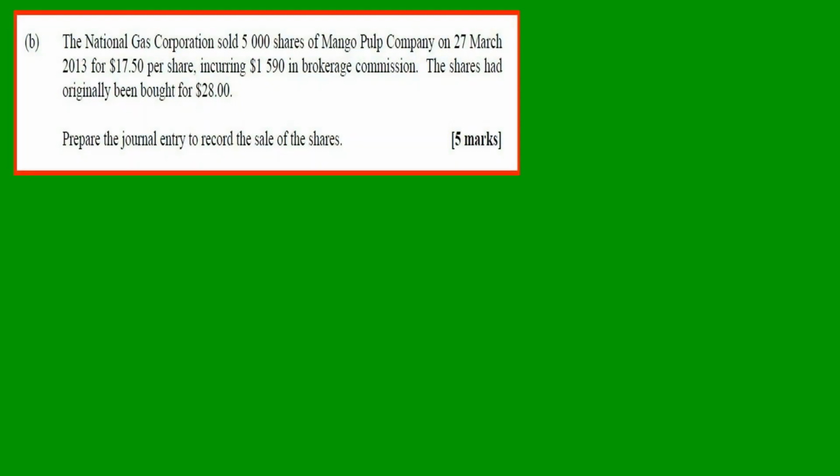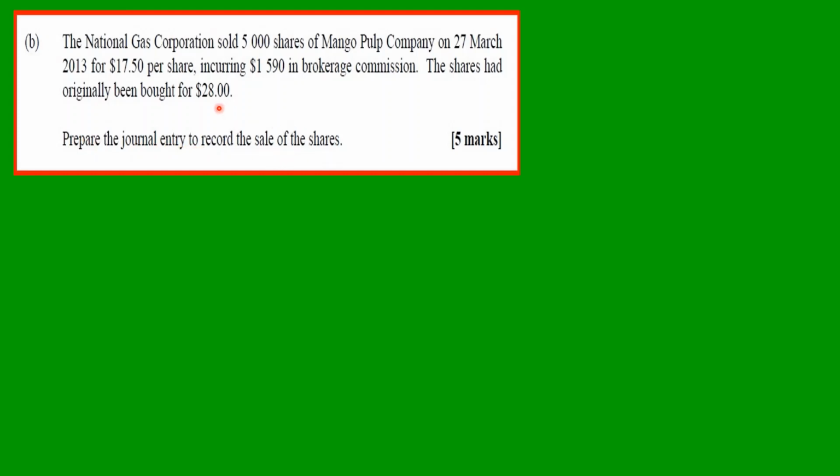Part B, the National Gas Corporation sold 5,000 shares of Mango Pulp Company on 27th of March 2013 for $17.50 per share, including 1,590 in brokerage commission. The shares had originally been bought for $28. Prepare the journal entry to record the sale of the shares.